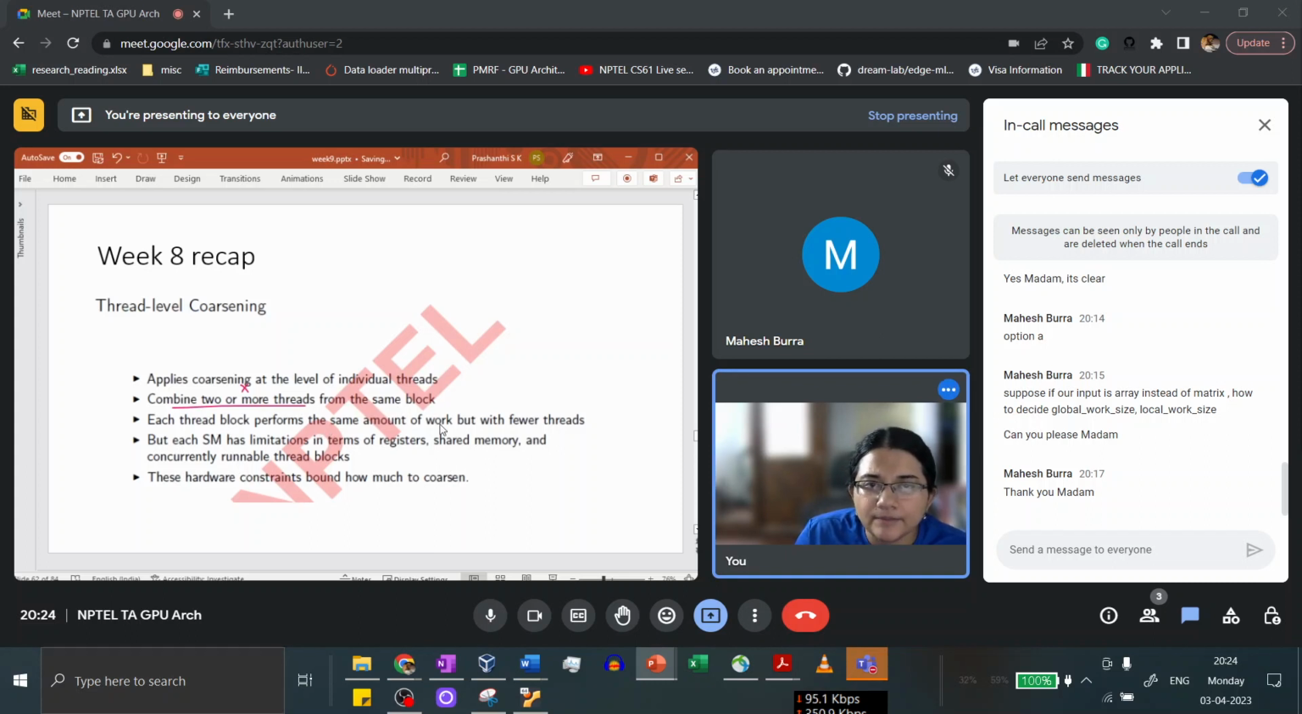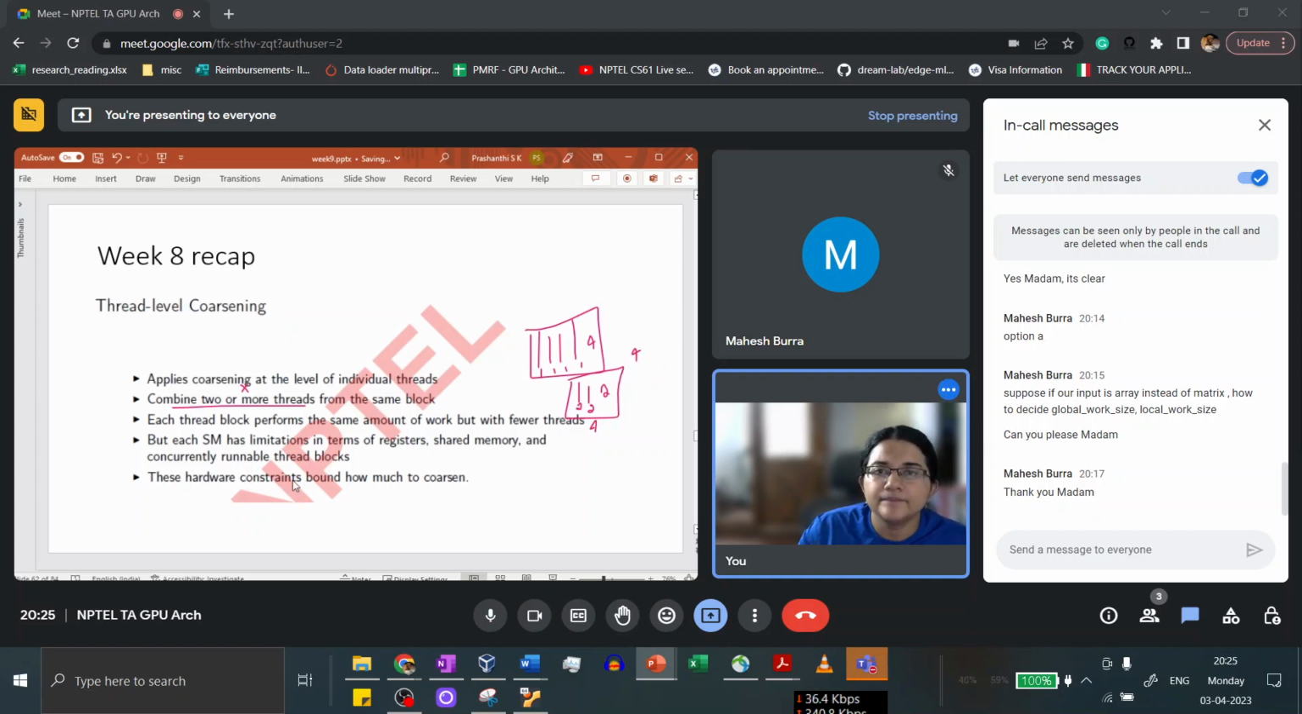Each thread block performs the same amount of work but with fewer threads. This is important. Earlier, in a very simple example, you had 4 threads, each performing one computation, whatever that computation is. Now I have only 2 threads, but each of those threads is performing 2 computations. This is within a block. So now the number of threads decreases, but the amount of work I do still remains 4 computations.